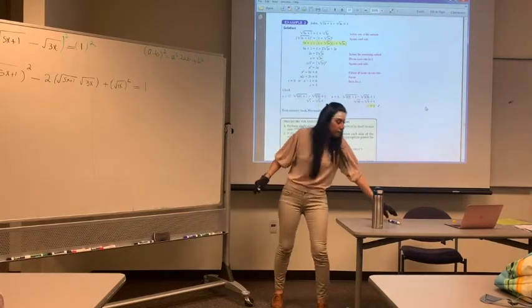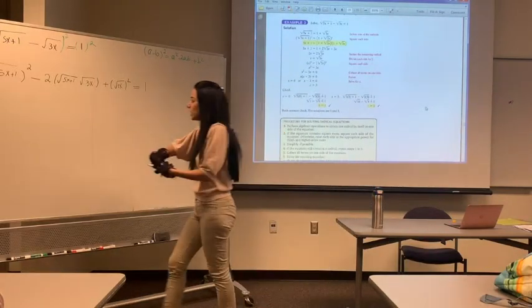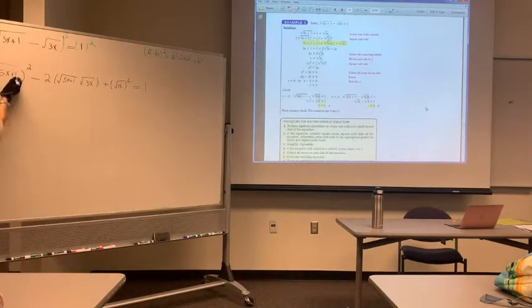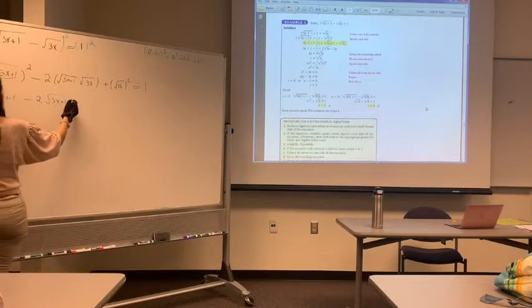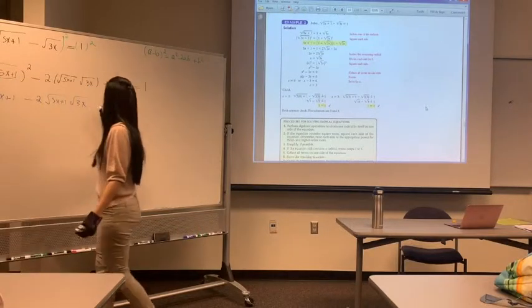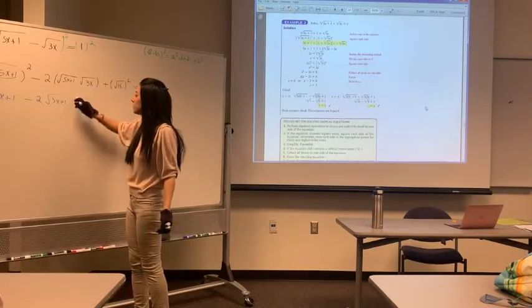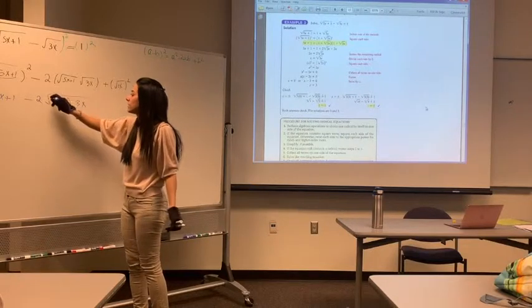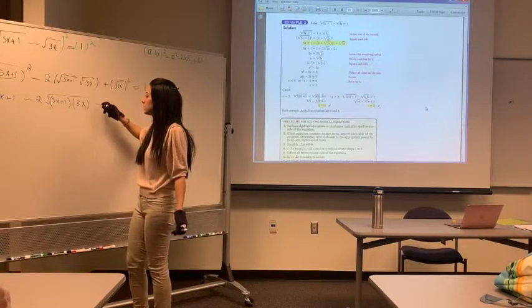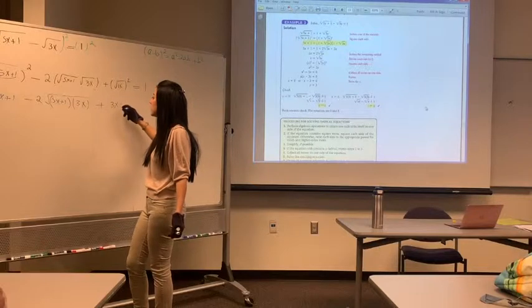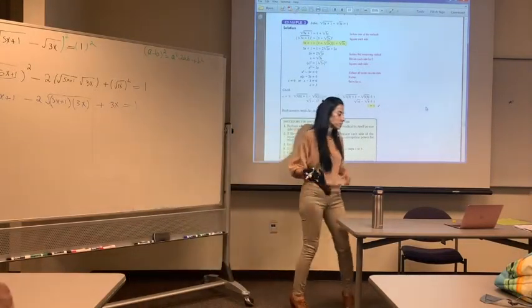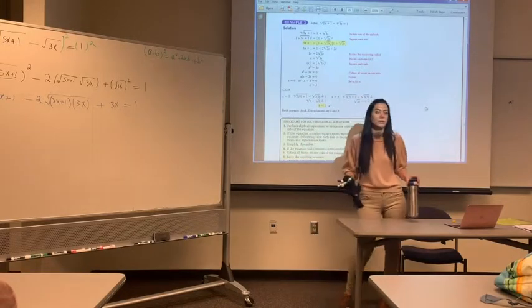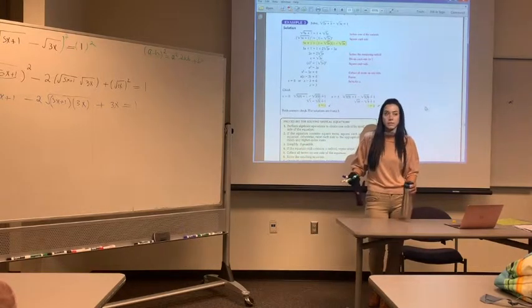So whatever we have under the radical, 5x plus 1, comes out, minus 2 times radical 5x plus 1 times radical 3x. We can combine them, right? Because we know that both of them have the same index. Then plus 3x comes out. So still we didn't get rid of all the radicals. Still we have a radical.